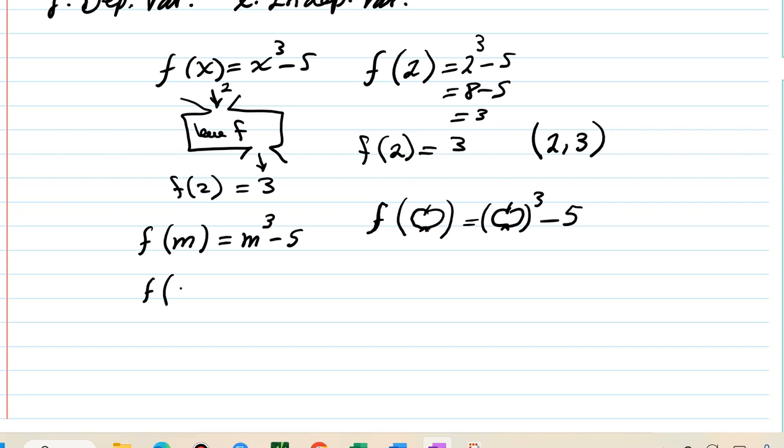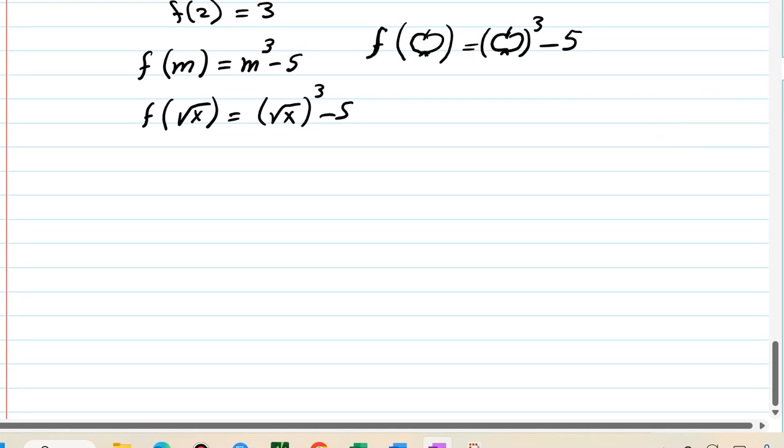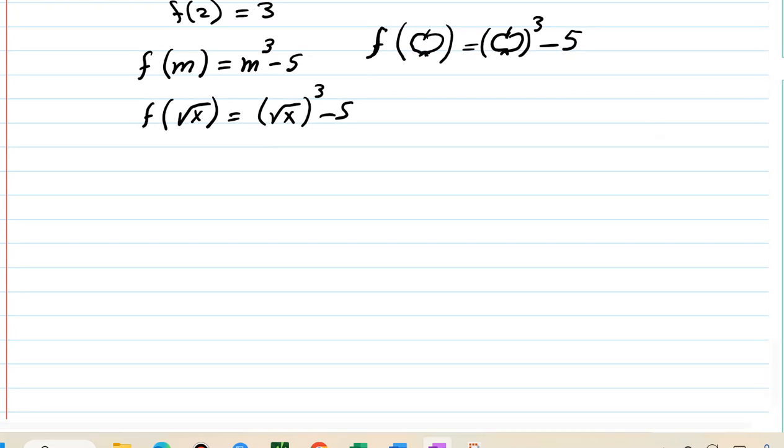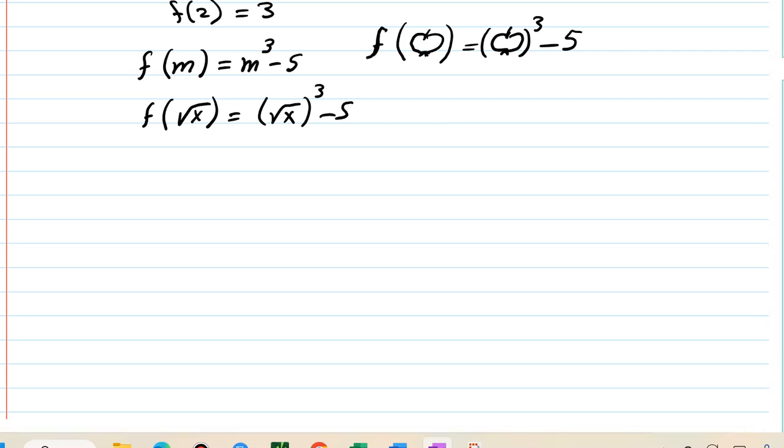What if I drop in the square root of x into this? Well, anything that goes in, a square root of x goes in, gets cubed, and then you subtract 5, without simplifying it, but that's what happens. Okay, so that's called evaluating the function at specific points. Okay, now almost done with this work. Let's take a look at some examples, general examples now.